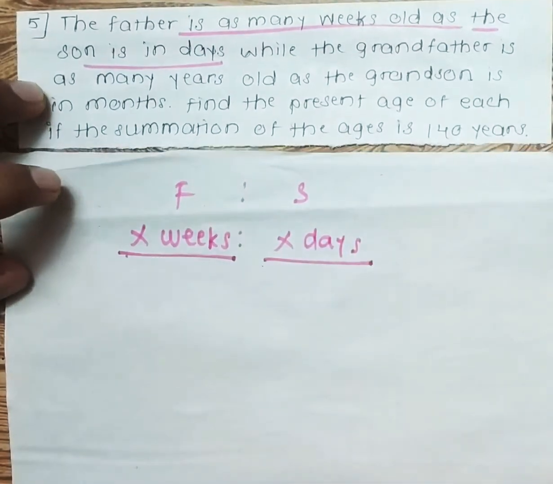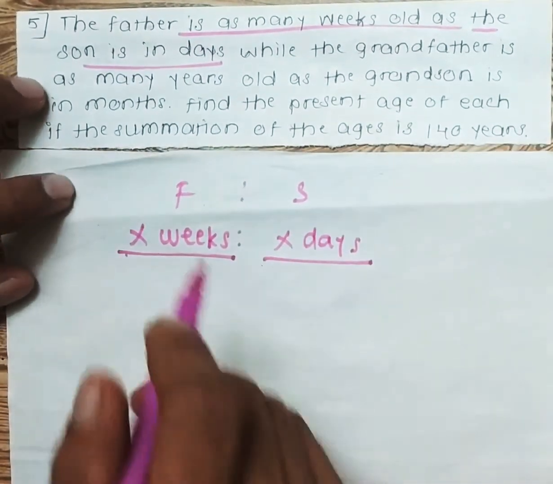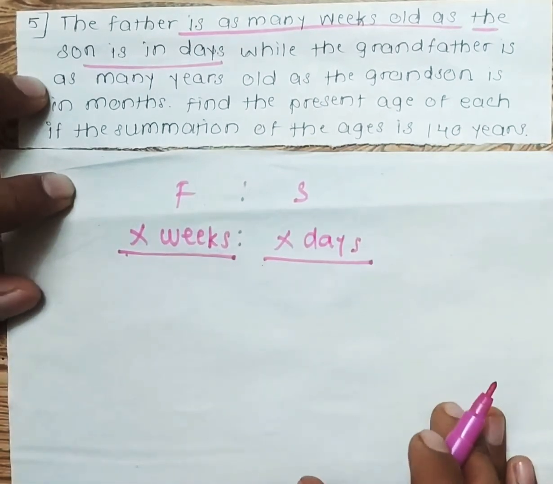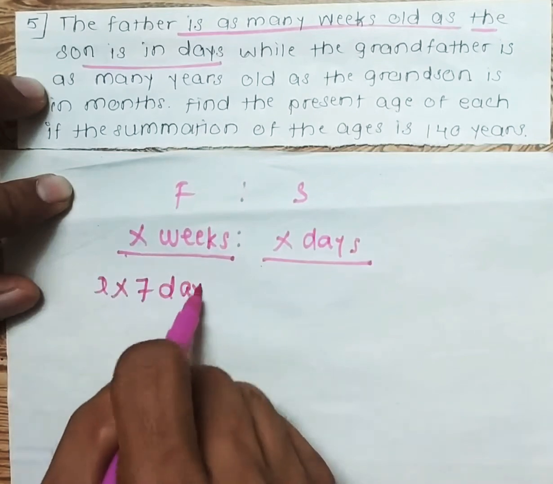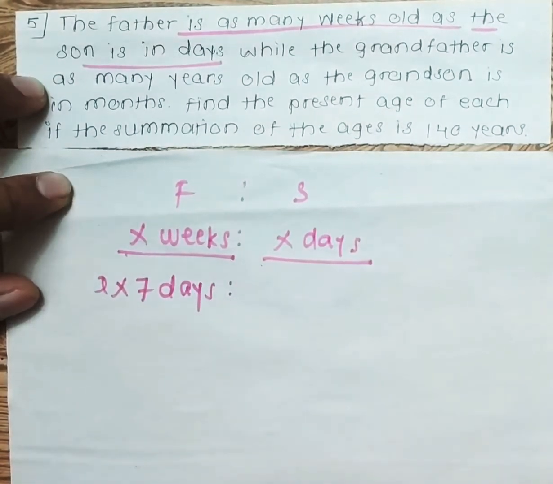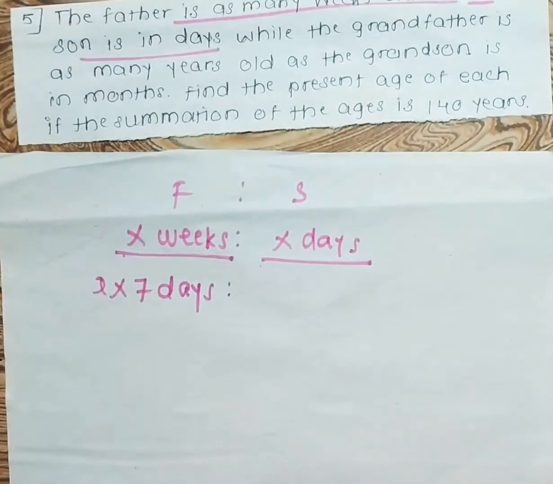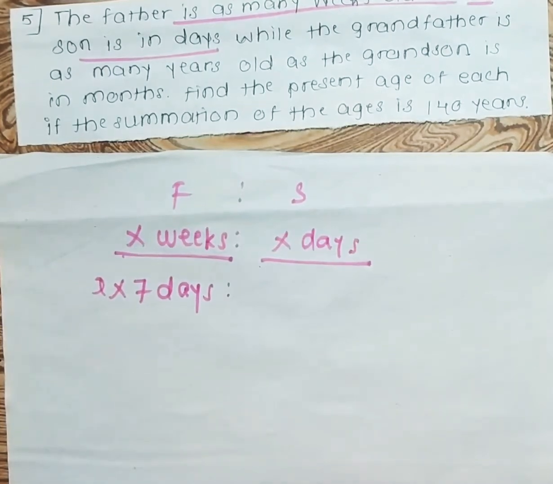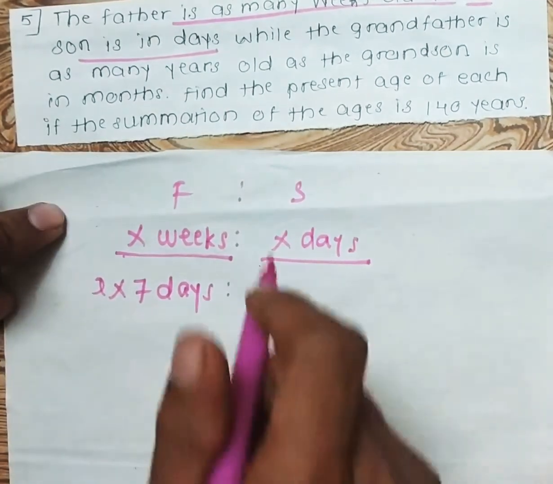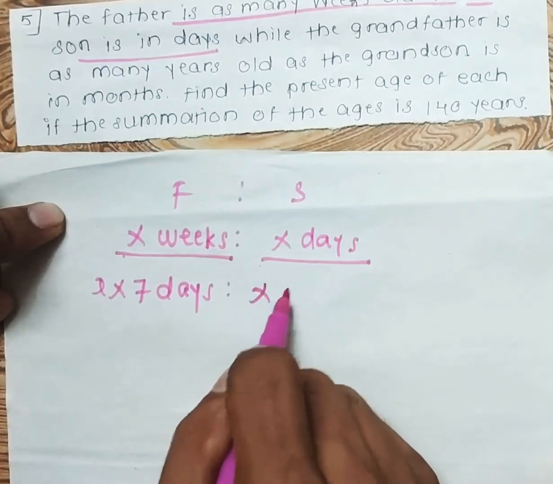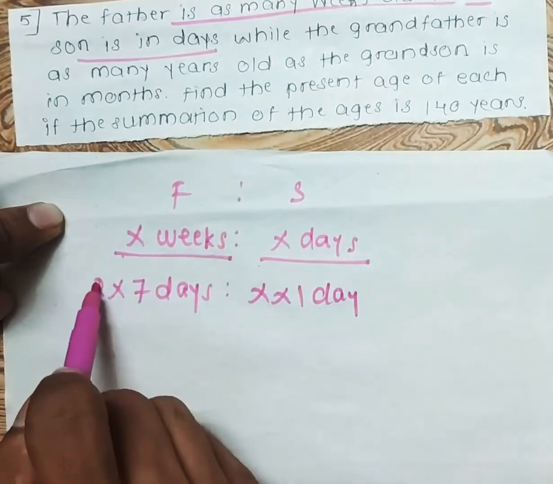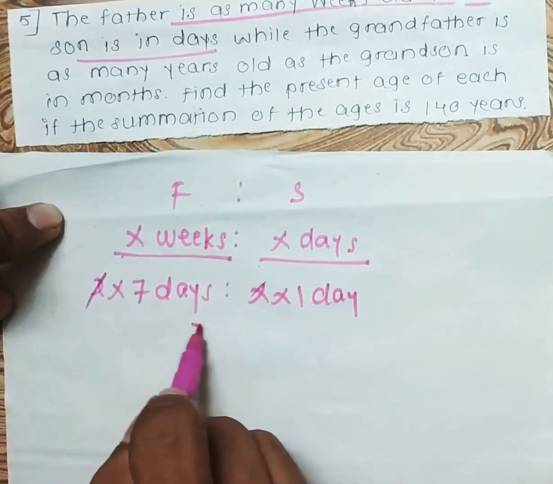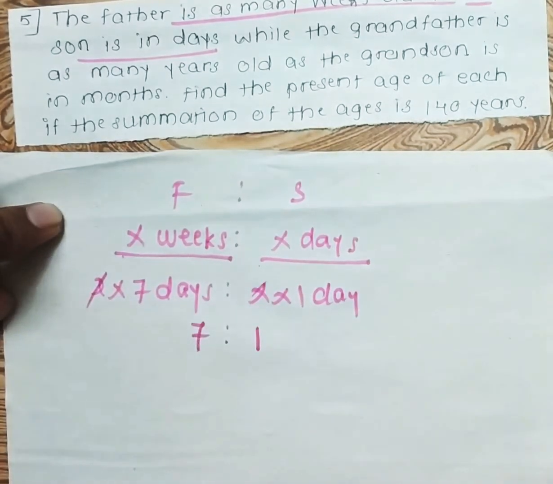But we know that in 1 week there are 7 days. So I can put here x into 7 days. As simple as that. So I can write x weeks also as x into 7 days, and for the x days, x into 1 day. Okay, here this x gets cancelled. So I got here 7:1. The ratio of the father to son is 7:1.